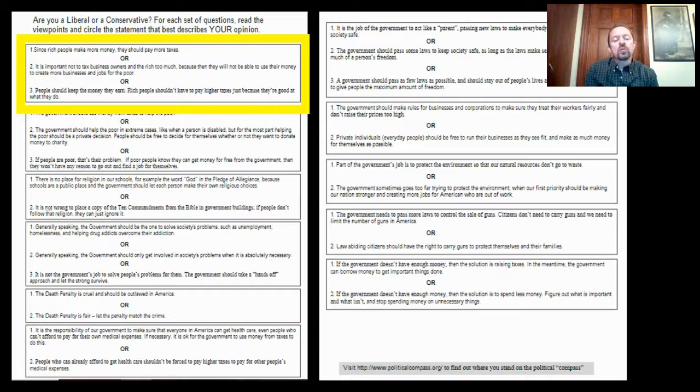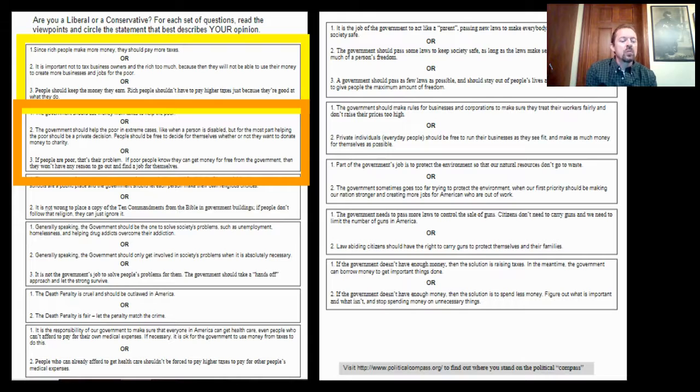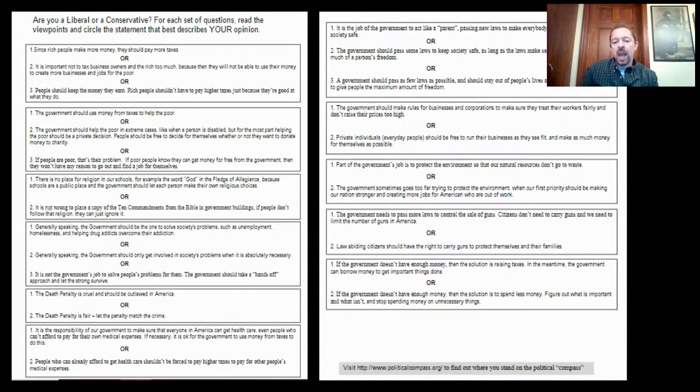So let's say that you chose 3. You really believe that people should keep the money that they earn, and that you shouldn't just raise taxes on someone because they're successful. And let's say for the second box that you also chose 3. You decided in your mind, if people are poor, it's their problem. If poor people know they can get money for free from the government, then they won't have any reason to go out and find a job for themselves. That's a pretty extreme statement, but if you believed that, and you believed the third statement in the first box, then you add those together and you're up to 6, and so on and so forth. And you would end up with a score at the end of this survey.